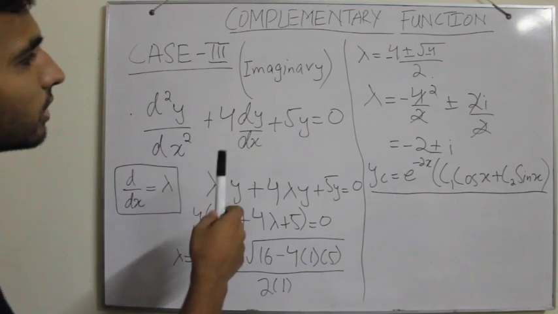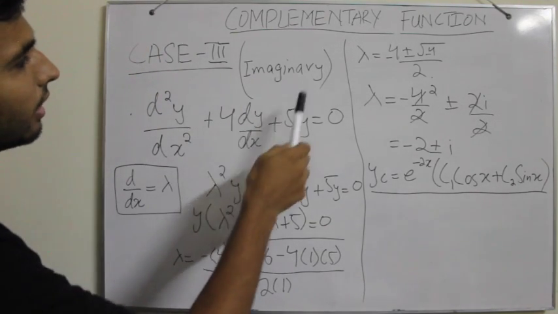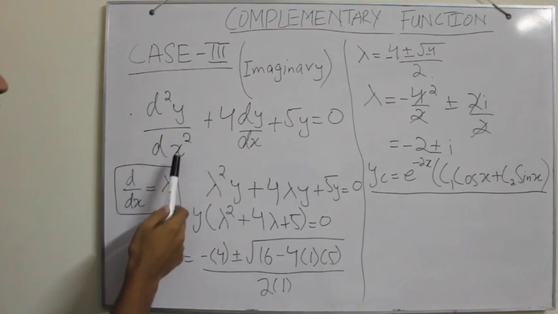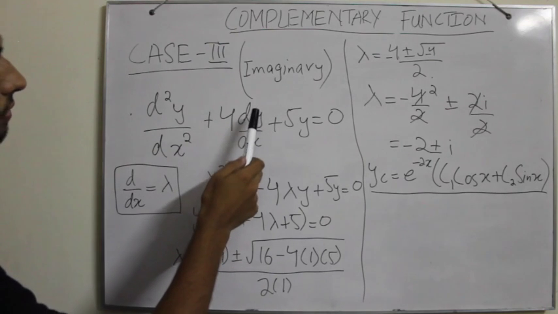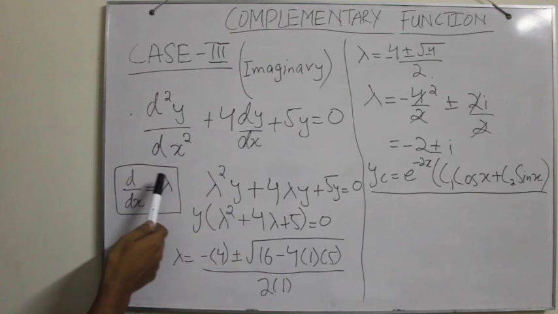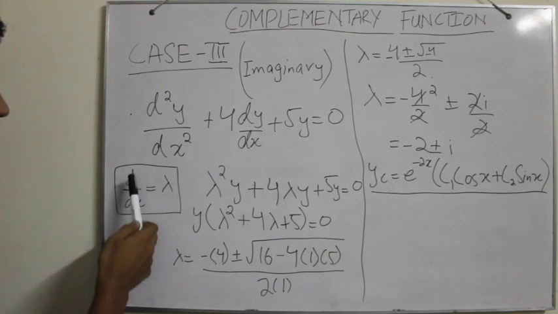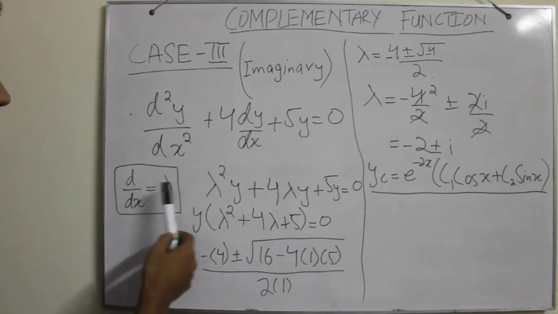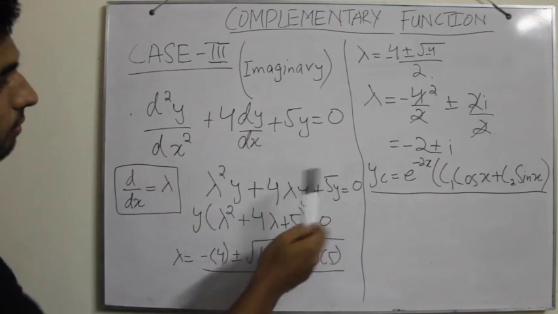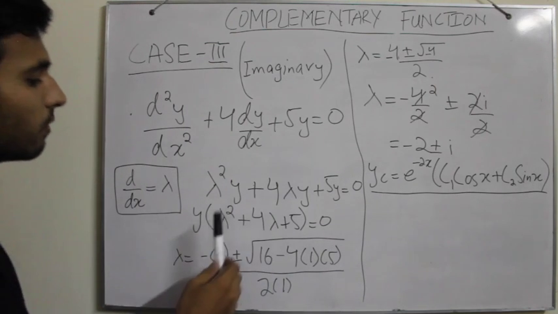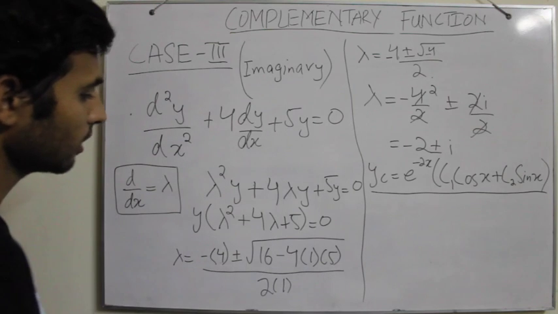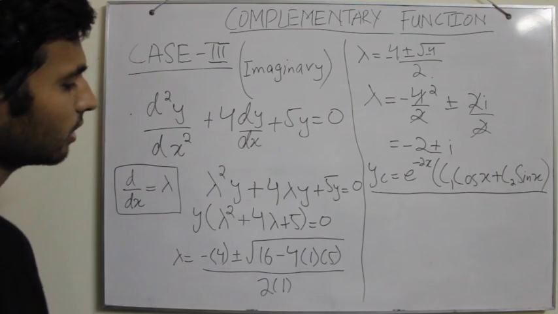Now, when roots are not real, they are imaginary. Here comes case 3. The question for case 3 is the second derivative of y with respect to x plus 4, the derivative of y with respect to x, plus 5y is equal to 0. So we assume lambda as the derivative with respect to x. This equation becomes lambda square y plus 4 lambda y plus 5y is equal to 0. Taking y common, we get y times lambda square plus 4 lambda plus 5 is equal to 0. We solve this equation to find the roots.